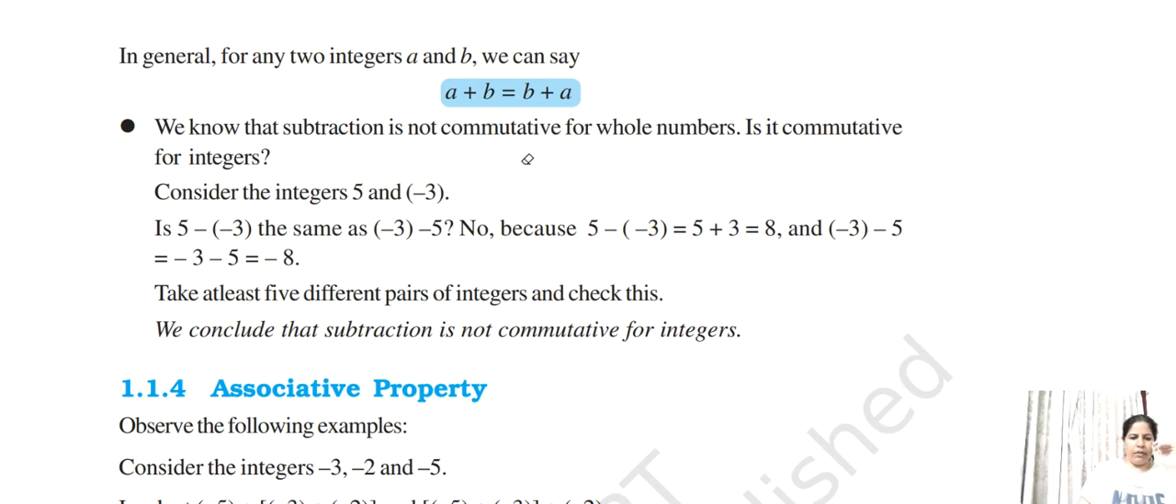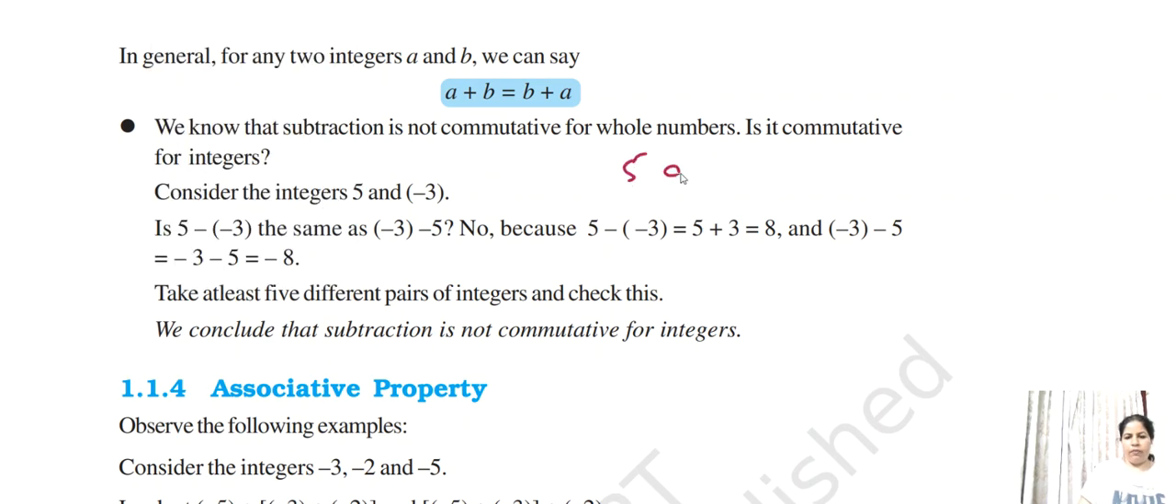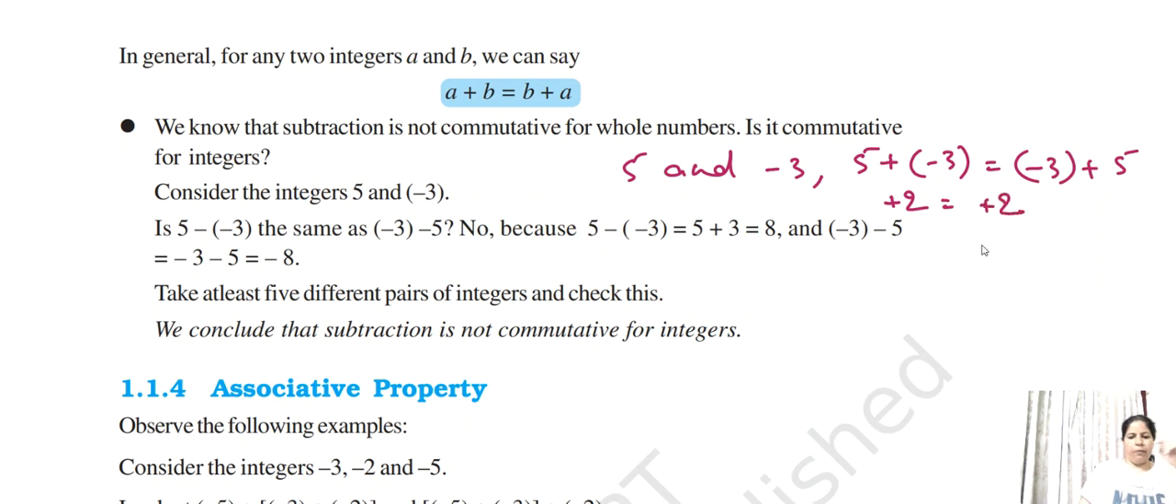If we have two other integers like 5 and minus 3, we will check the commutative property. 5 plus in bracket minus 3 equals minus 3 plus 5. So here we got minus plus, equal to plus 2. Means these integers are following the commutative property.